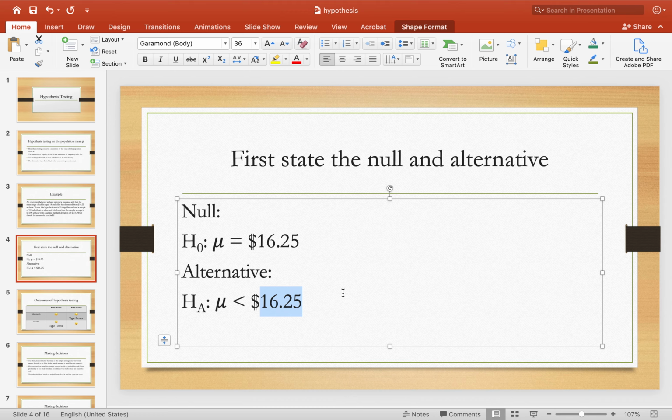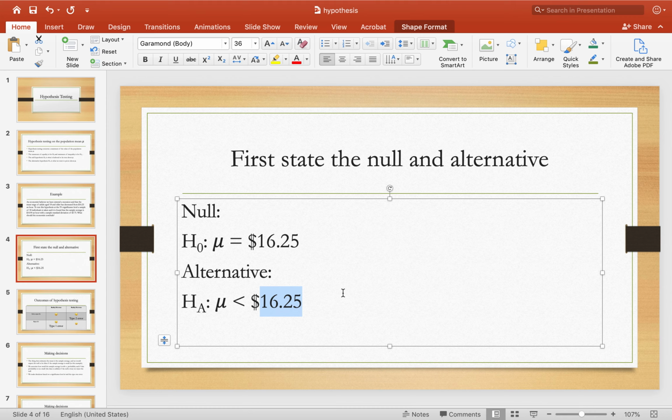A question that you might ask is, well, the economist has a sample and $14.90 an hour was the hourly wage. Why can't we just conclude, well, $14.90 is less than $16.25, therefore the alternative's true? That would be faulty logic, because the population mean is a statement of all individuals, whereas the sample average is just a subset of those individuals, not the entire population.